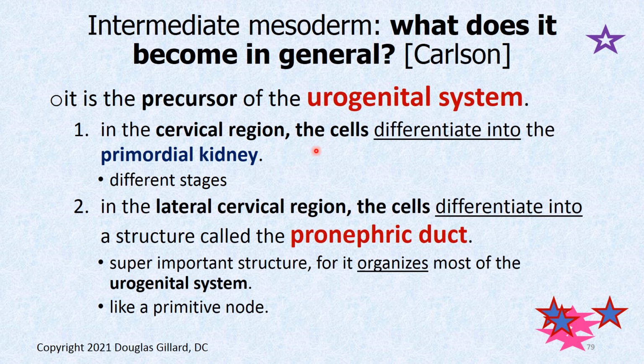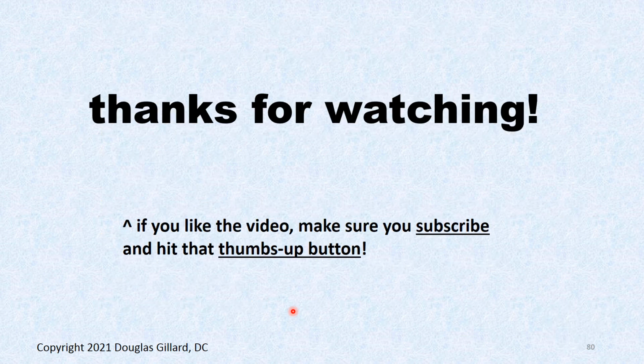So in the cervical region, the cells there form the primordial kidney, all the parts of the kidney. In the lateral cervical region, the cells differentiate into something called the pronephric duct, and that's the organizer. That organizes the entire urogenital system, and we'll just leave it at that. You're going to have to do some self-study on this because there's no way I have time to get into all this stuff. All right, so that's it.